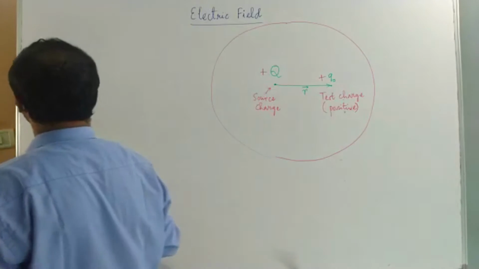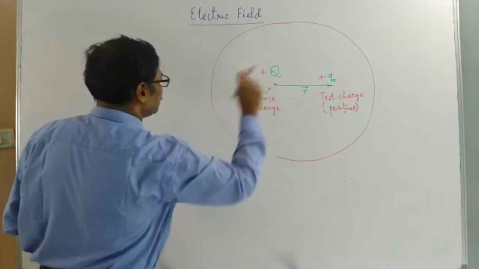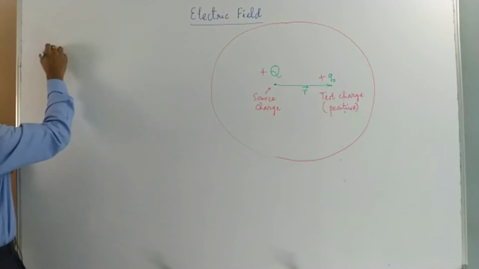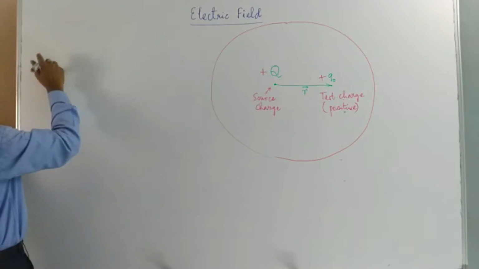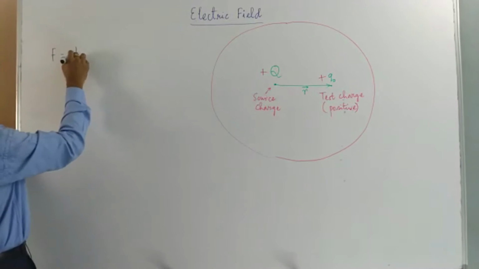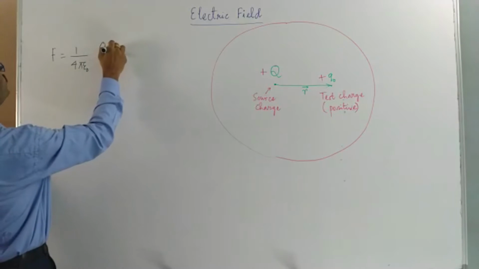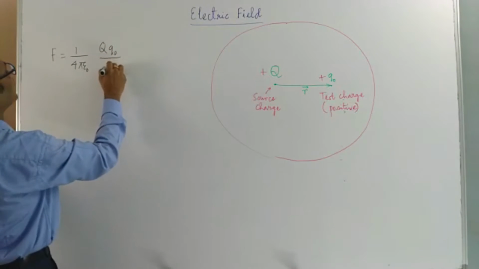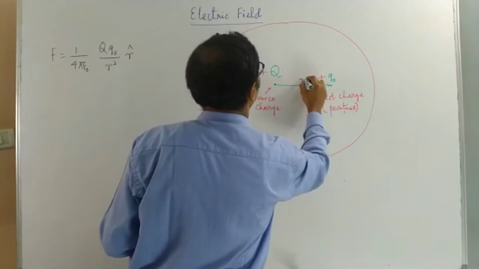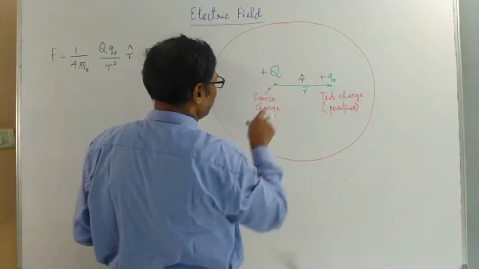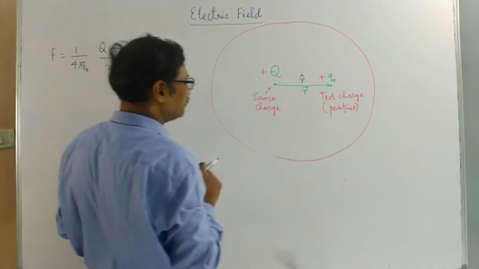Now, according to Coulomb's law, the mutual force between these two charges can be written as F is equal to 1 by 4 pi epsilon 0 Q Q0 divided by r square into r cap, where I also consider a unit vector in the direction of vector r from capital Q to small q0.